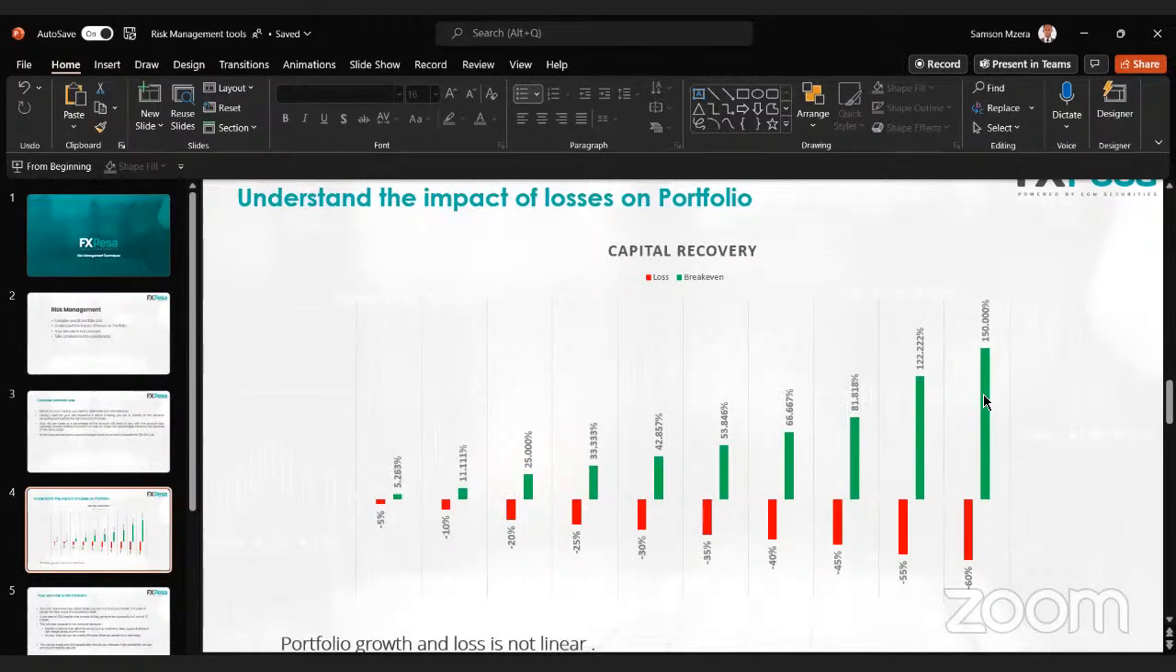So if, for example, you are at $1,000 and you've lost $600, that means on the $400, you have to make a profit of 150% just to get back to $1,000. So it usually requires more effort when you're in a loss to get back to break even. That's basically what we are talking about here.